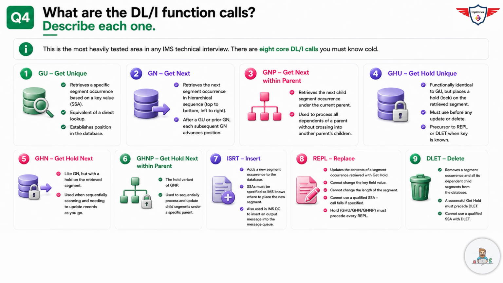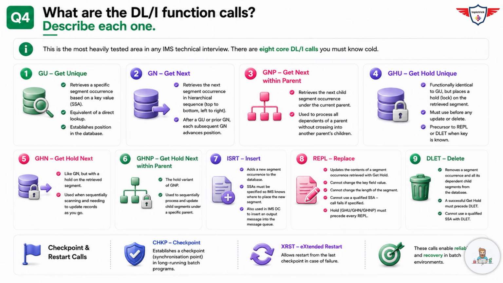Apart from that, you should always remember that the hold from get hold unique, get hold next, or get hold next within the parent must precede every replace function call. Now the next one is DELT, that is delete, and it actually removes a segment occurrence and all its dependent child segments from the database. And you should always remember that a successful get hold function call must precede the delete function call. And you cannot use a qualified segment search argument or SSA with a delete call either.